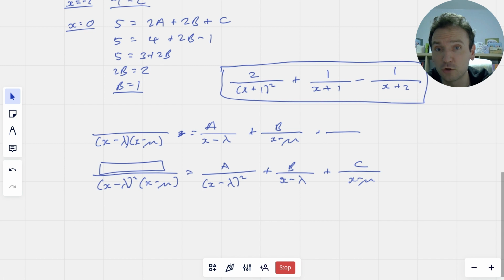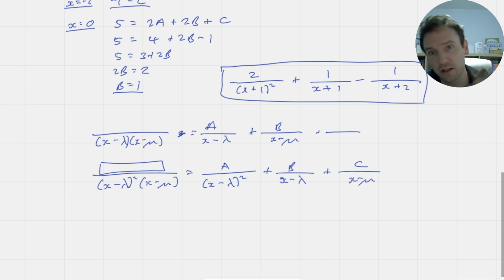Hope that helped. If you are doing further maths as well, then there's going to be a separate video in the further maths playlist looking at how to do one extra sort of partial fractions you need to be able to deal with.